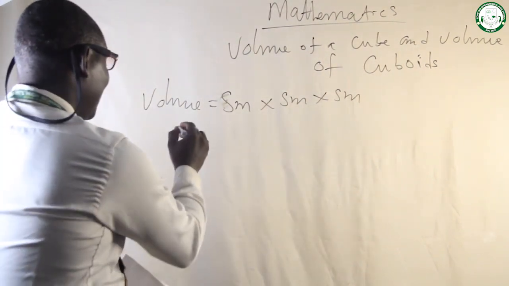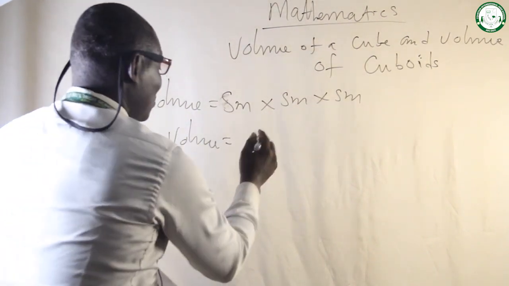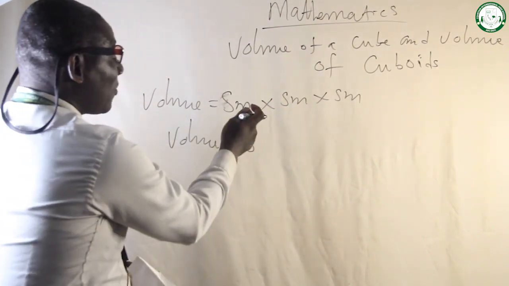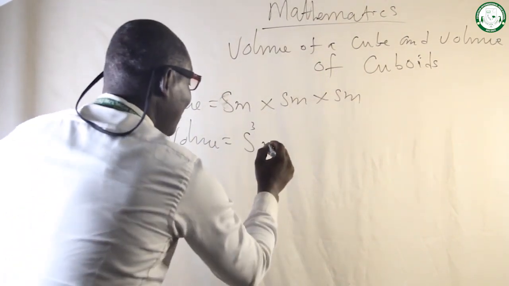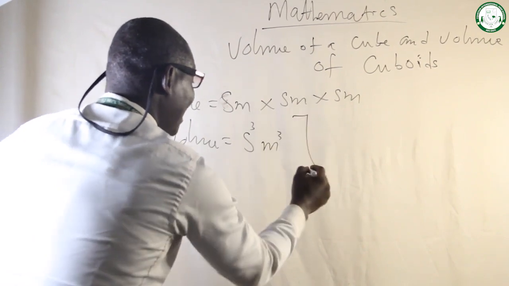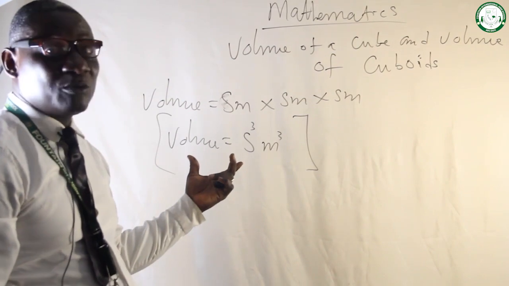We have the volume to be S multiplied by S multiplied by S. We have S cube. And we have M in three places: M multiplied by M multiplied by M. We also have M cube. Therefore, we can use this formula. We can refer to this as how to calculate the volume of the cube.